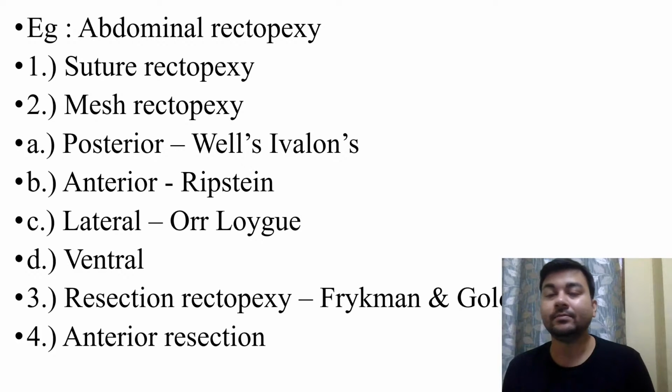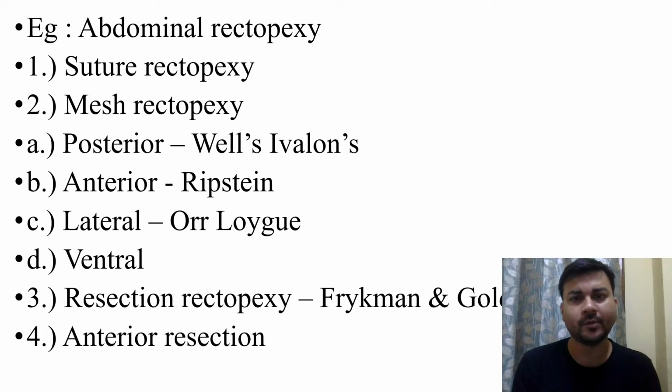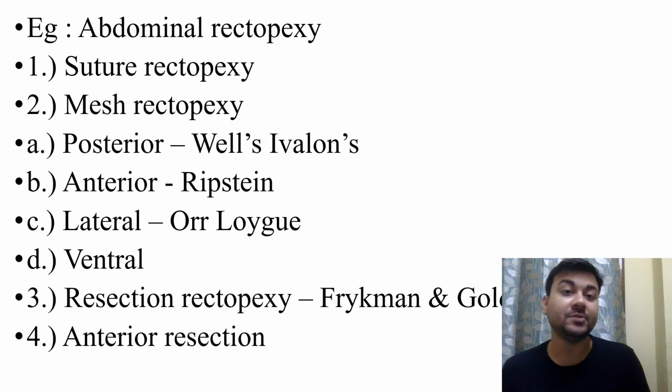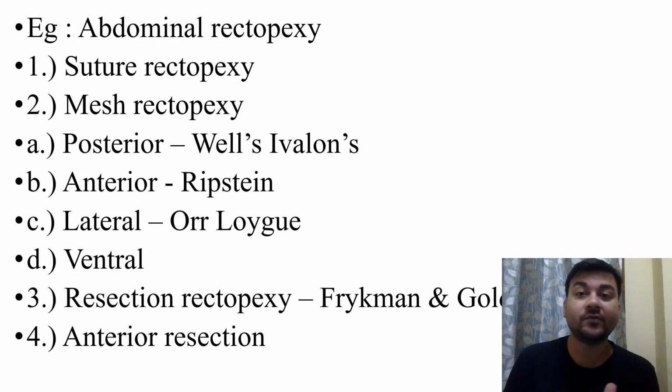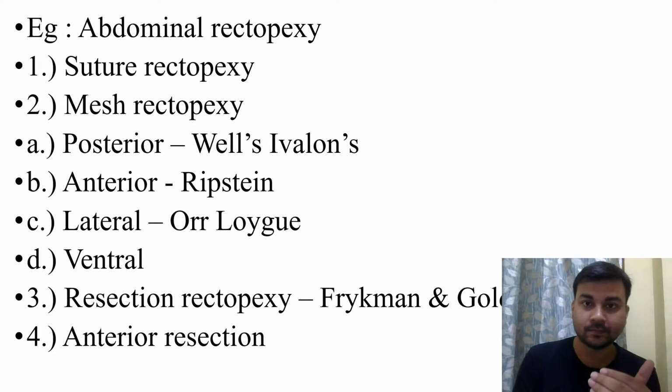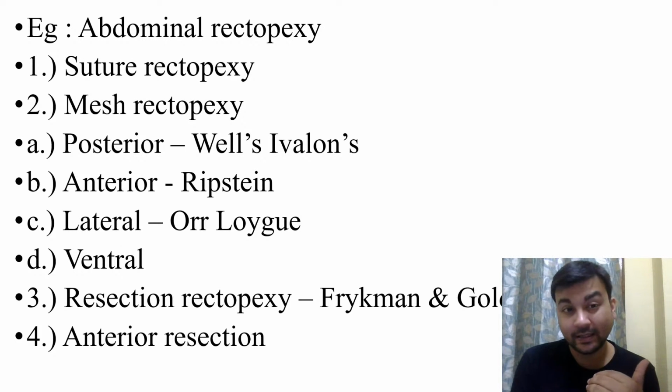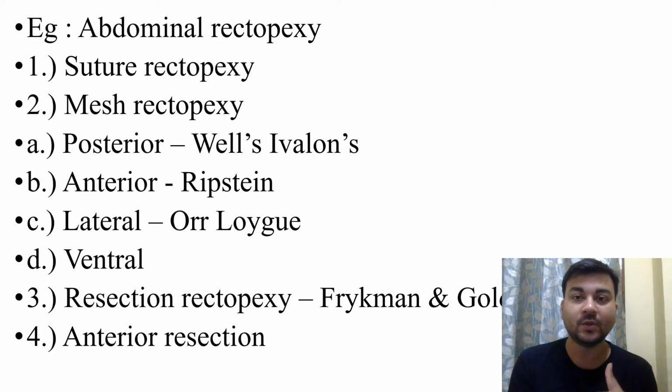So, mostly the procedure for rectal prolapse is known as rectopexy. So there are different types of abdominal rectopexy. One is suture rectopexy, one is mesh rectopexy. Suture rectopexy means you are actually fixing the rectum so that it does not prolapse. Okay, so you can fix it with a suture, you can fix it with a mesh. Now mesh rectopexy can be done by posterior approach, when you place the mesh behind the rectum, between the rectum and the sacrum. When you place the mesh anterior, it is anterior mesh rectopexy. Then there is lateral mesh rectopexy, and ventral mesh rectopexy.